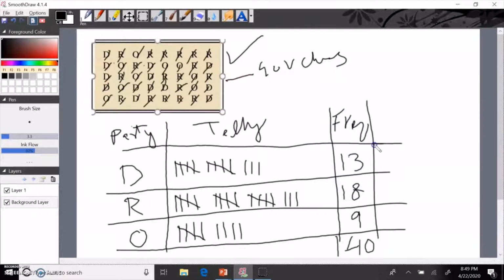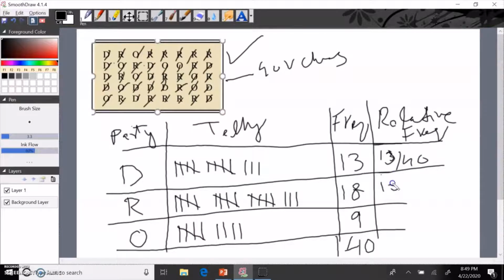The next column we're going to write is called relative frequency. Let me write relative frequency. And how do we obtain the relative frequency? You take the frequency and divide by the total. It's 18 over 40. It's 9 over 40. That's how you obtain the relative frequency.